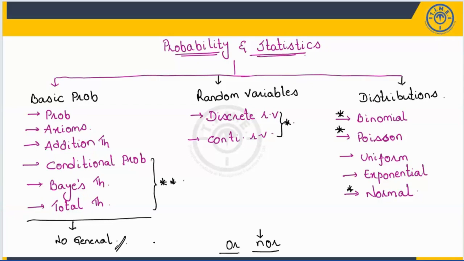Okay, sir, discrete and continuous is formula based. Yeah, and even the binomial and Poisson distributions are also formula based, like what we did in calculus, it is totally formula based. Okay, sir.